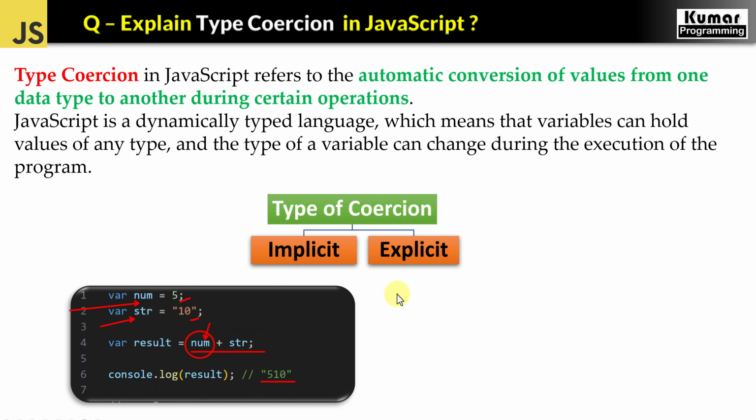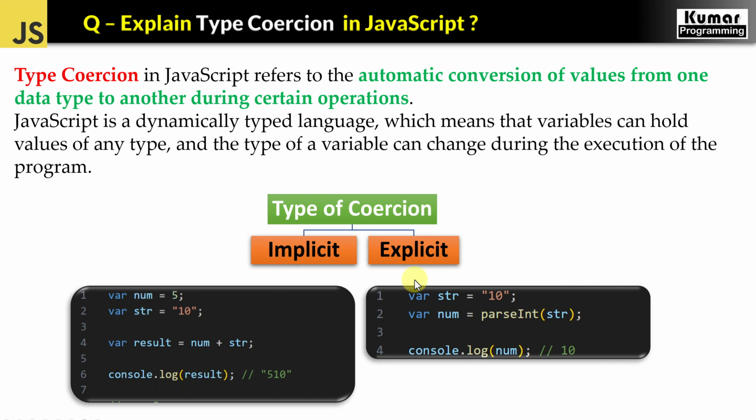Now on the other side, in explicit coercion, if you see, I have created a variable as a string where I pass the value 10. Now I'm using the parseInt method explicitly to convert this string value to a number. This 10 is a string and that can be converted into a number. So here, if you see, I'm getting the number 10. Now let's see it with the practical demonstration.